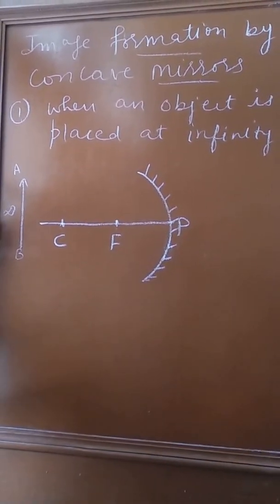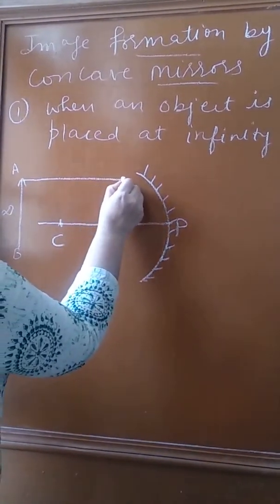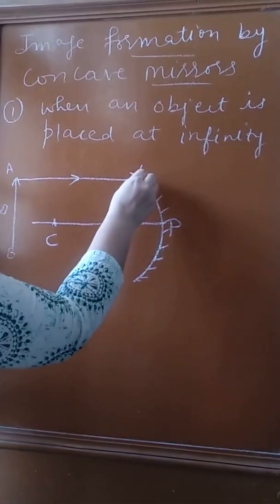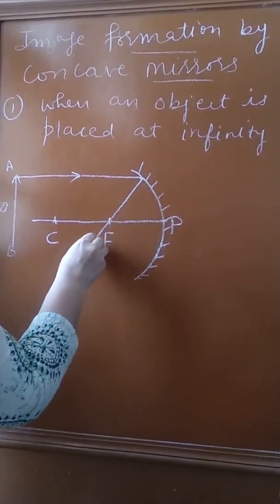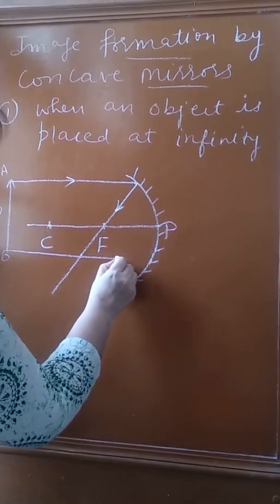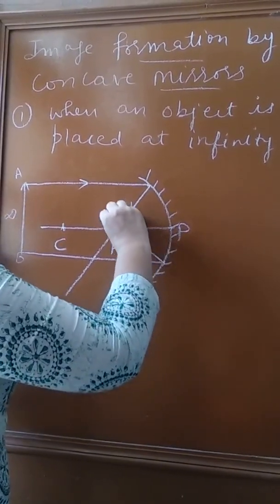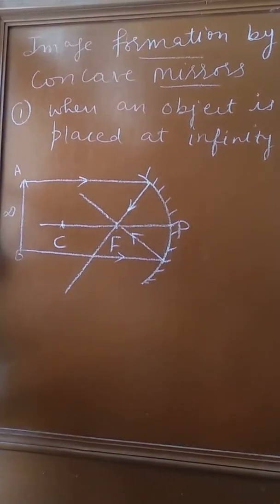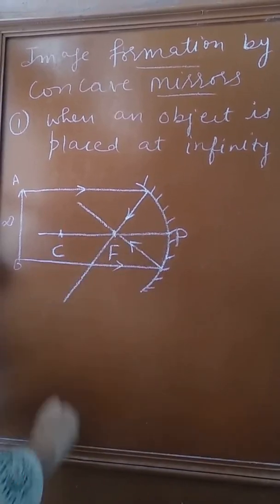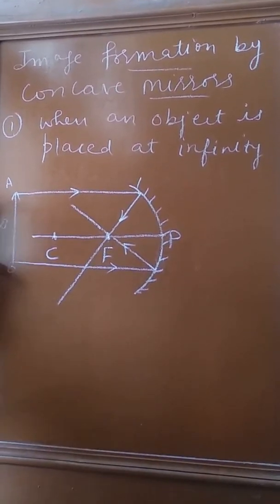बहुत दूर है कोई ऑब्जेक्ट, वहां से रेज कैसे आएंगी? पैरेलल रेज ऑन द प्रिंसिपल एक्सिस. Now, first ray parallel to principal axis. As we discussed in the rules, a ray parallel to principal axis passes through the focus after reflection. In the same way, a ray parallel to principal axis incident on this mirror, after reflection passes through the focus. These reflected rays meet at a point on this principal axis. This is called the real image of this object.